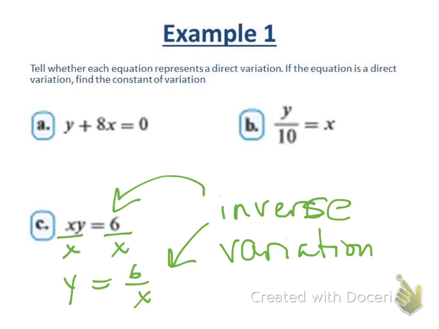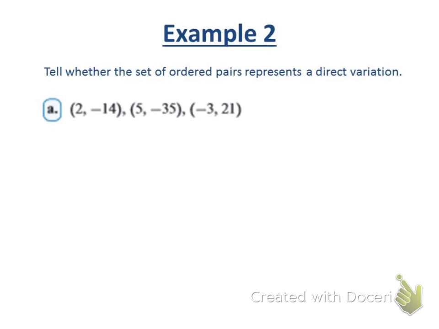All right, so tell whether this set of ordered pairs represents a direct variation. And if it does, I want us to actually write the direct variation relationship. Does this relation represent y equals some number times x? Yes, negative 7. Y is equal to negative 7 times x.